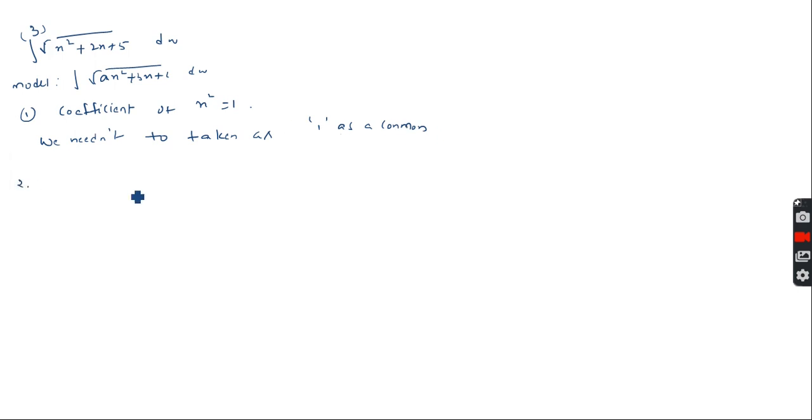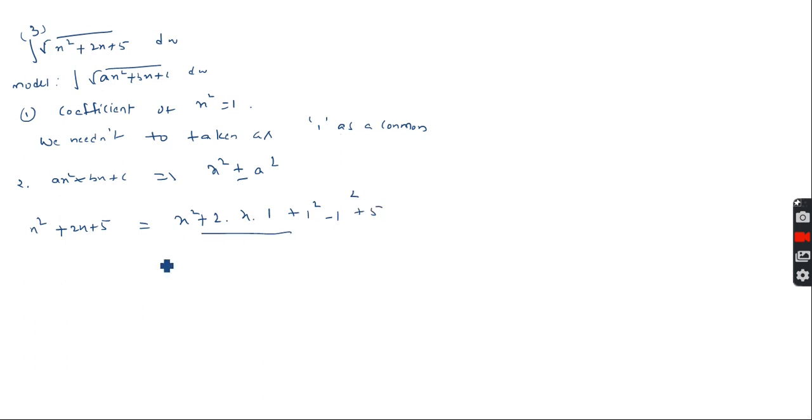Okay, step 2. Step 2 is ax square plus bx plus c can be written as x square plus or minus a square, this form, that is sum of squares. So we solve x square plus 2x plus 5. How are we solving this? This is nothing but x square plus 2ab and plus b square and minus b square plus 5. So up to this part we can write x plus 1 whole square and minus 1 plus 5, that is nothing but x plus 1 whole square plus 4.